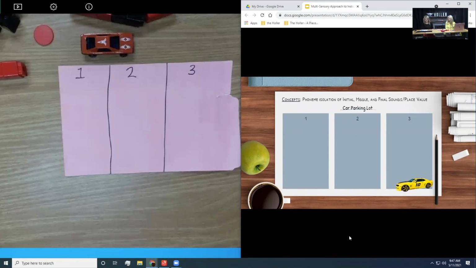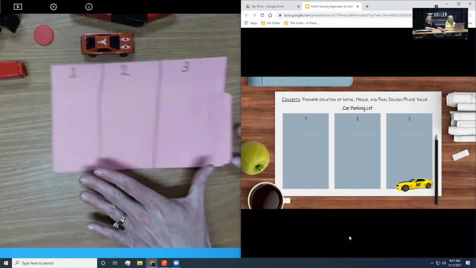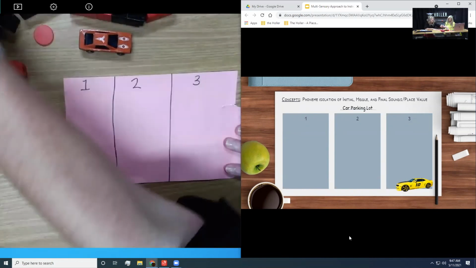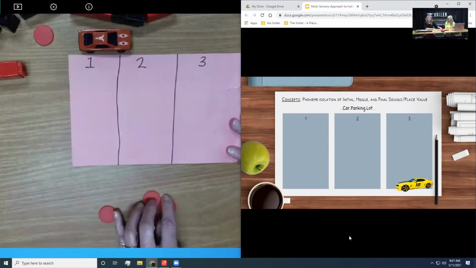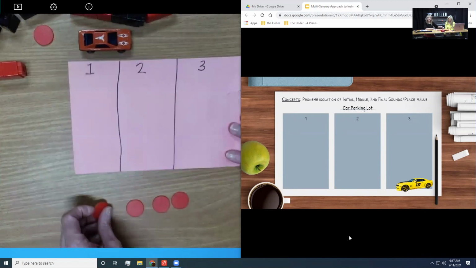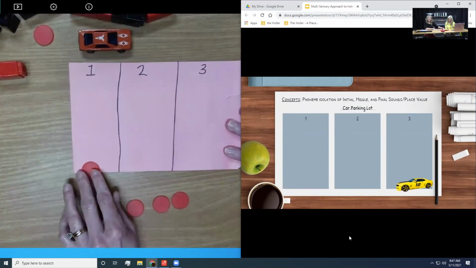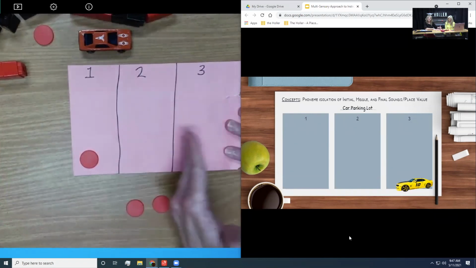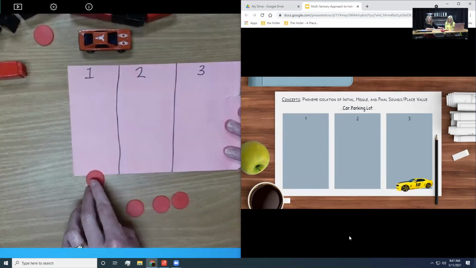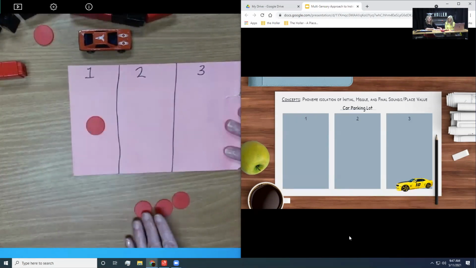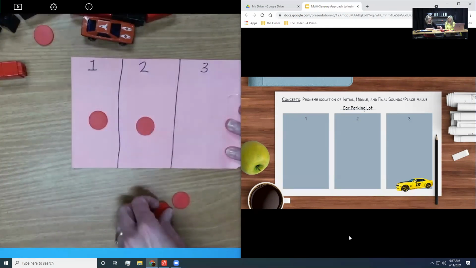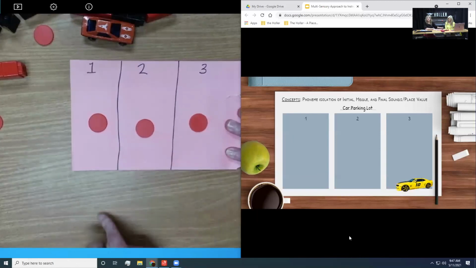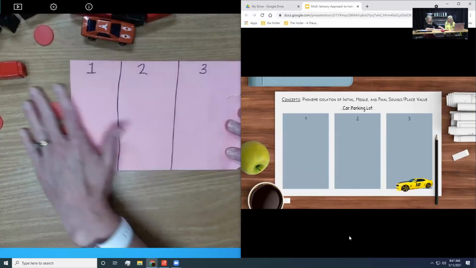Also you can use these boxes for blending very quickly. If you have these counters here for phonemes, you can also slide these in here to blend. It helps separate that visual. So if you had hop, then they can go hop, hop. So they can see just that movement. So you can use this for that as well.